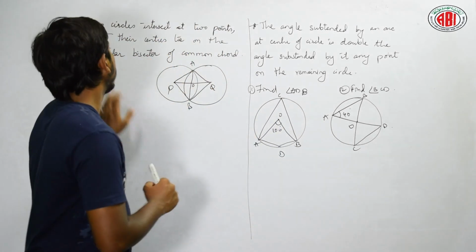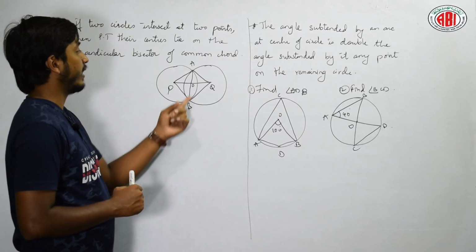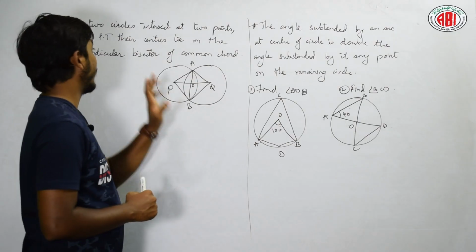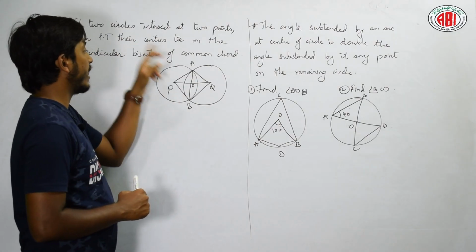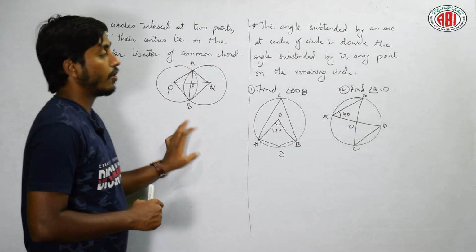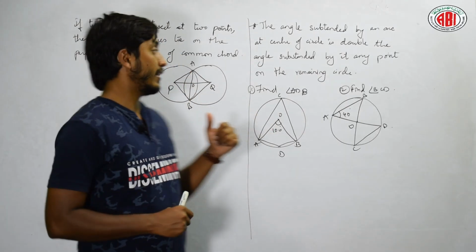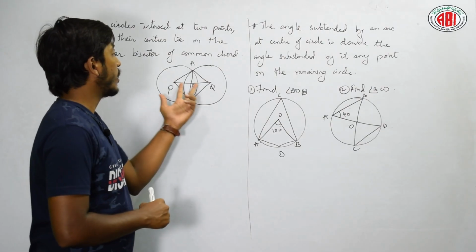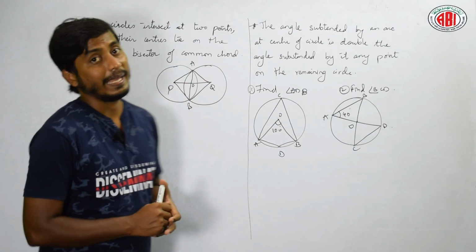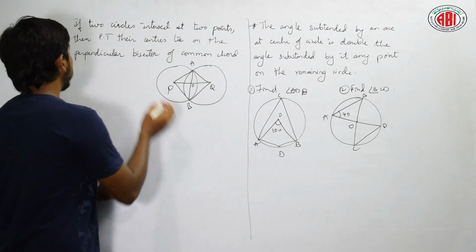Now see here, the next question. He gave that there are two circles intersecting at two points, let us say A and B. Then he is asking us to prove that their centers lie on a line which is perpendicular to the common chord. Here AB is a common chord, then they are telling that PQ is bisected by this AB. Clear?